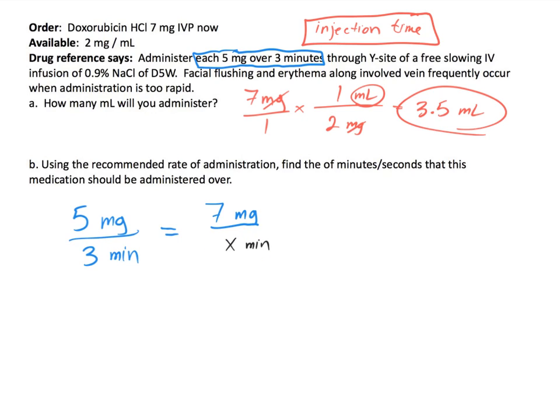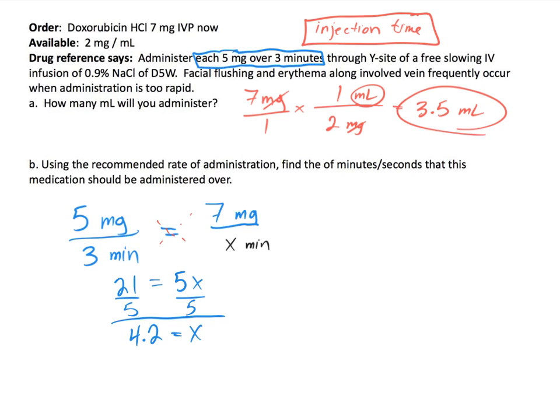And I'm going to cross multiply here. And I get 3 times 7, which is 21. And on the right-hand side, I'll get 5x. So when I divide both sides by 5, 21 divided by 5 is 4.2.